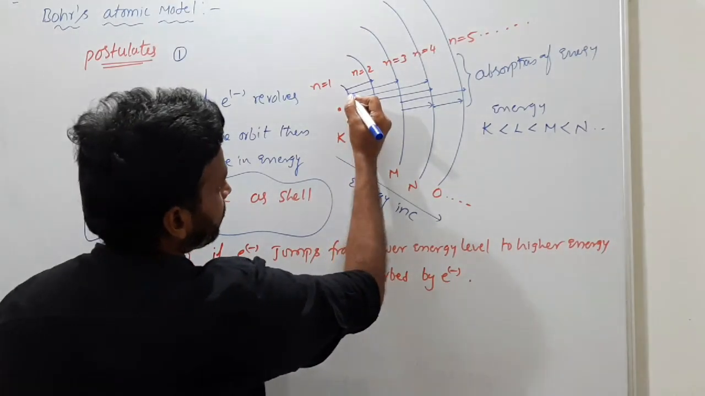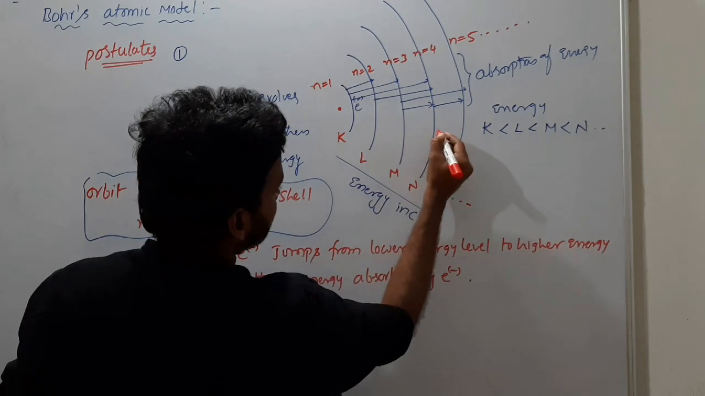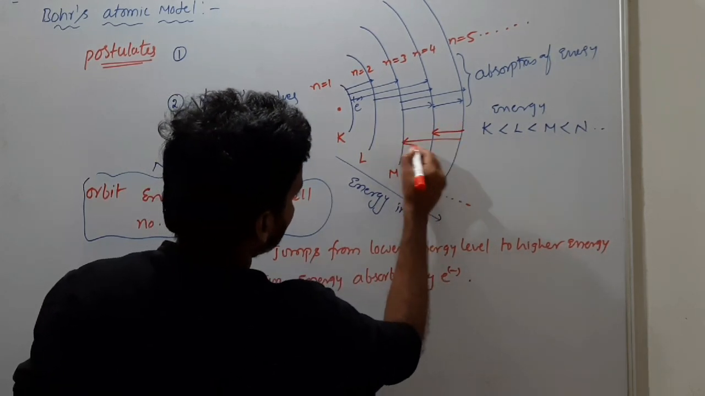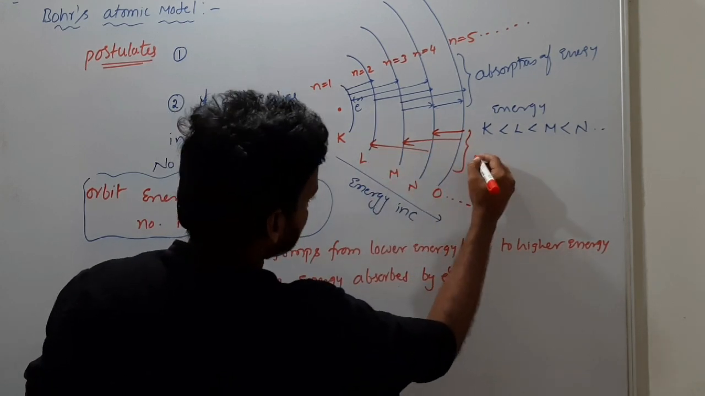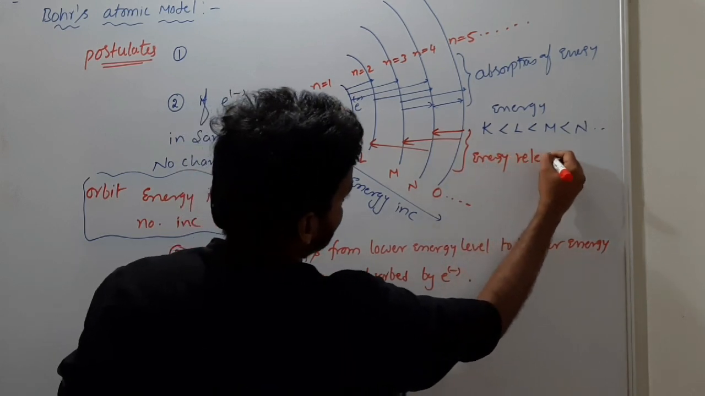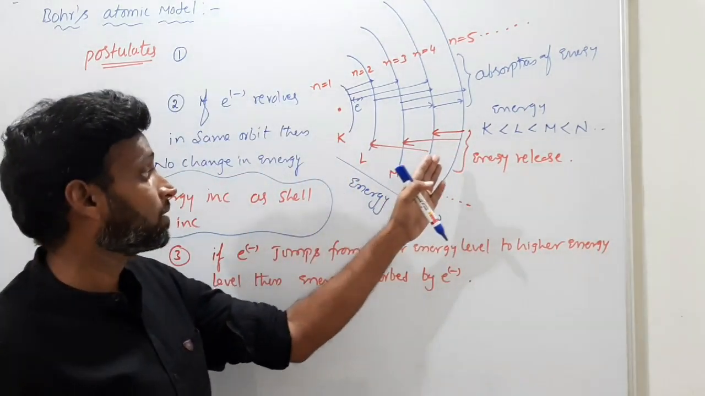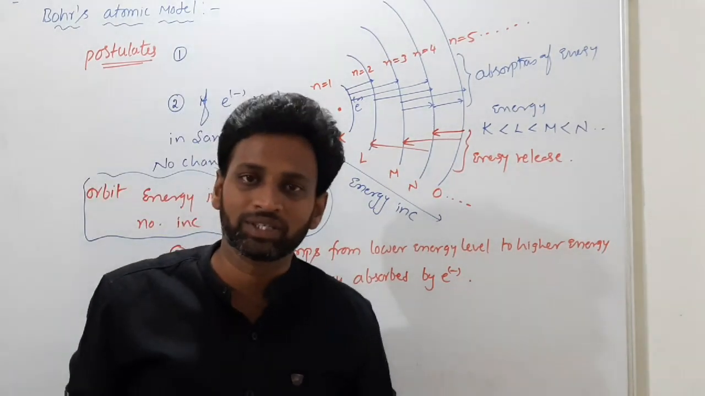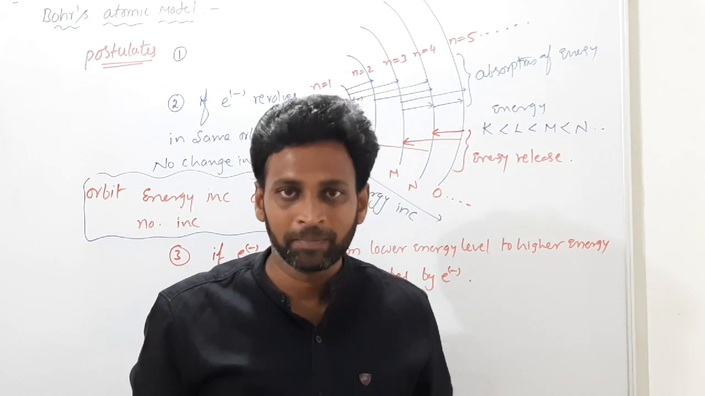If electron jumping from lower to higher, energy absorbs. If electron jumps from higher to lower, like this, or else like this, do these all require energy? No. Energy releases. When does energy release? If electron jumps from higher energy level to lower energy level. This only is the explanation for the drawback in Rutherford atomic model.